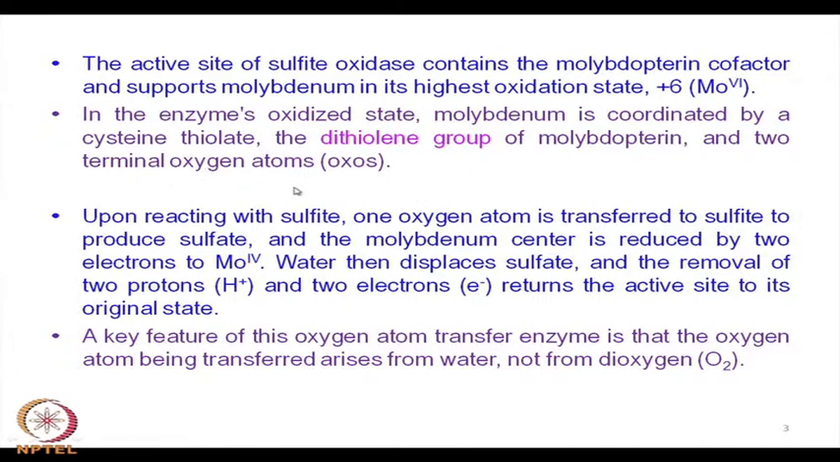This dithiolene group of ligands is useful for the coordination of molybdenum, and you already know that you have the 2 terminal oxygen atoms, and the manipulation of those 2 oxo groups gives rise to the corresponding oxygen transfer to the sulfite function. So, it is transferred to sulfite and sulfate is formed, and water then displaces the sulfate, and the removal of 2 protons and 2 electrons returns the active site to its original state.